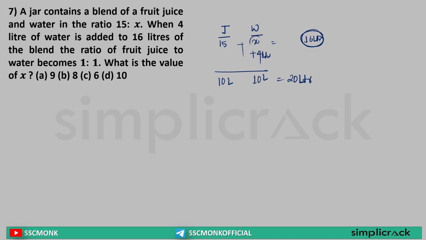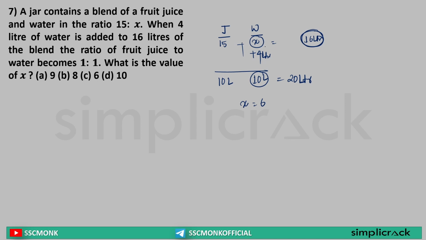Sir, here x amount of water was there. I added 4 liter water to it and it became 10 liter water. That means this x amount is equal to what? 10 minus 4, that is 6. Yes or no? Yes. But this is where it will go wrong. This is where it will go wrong.